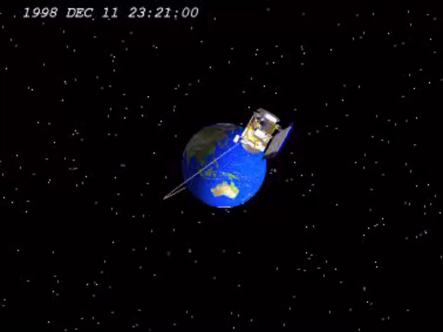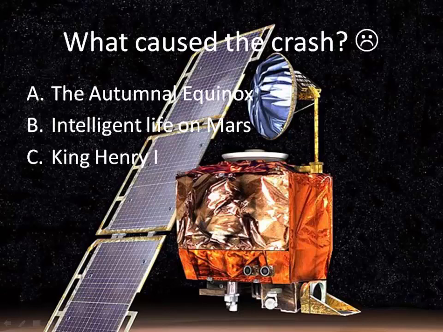And unfortunately, as it was landing on Mars, it crashed and burned. And my question for you is, why? What caused the crash? So here are three reasonable options. First of all is the autumnal equinox. B would be intelligent life on Mars. Or C would be King Henry I. So think about that real quick.